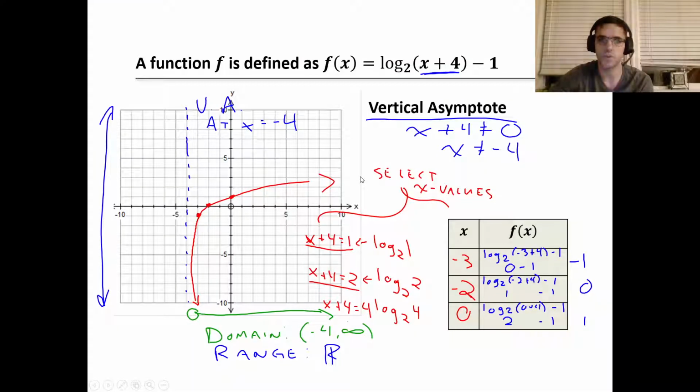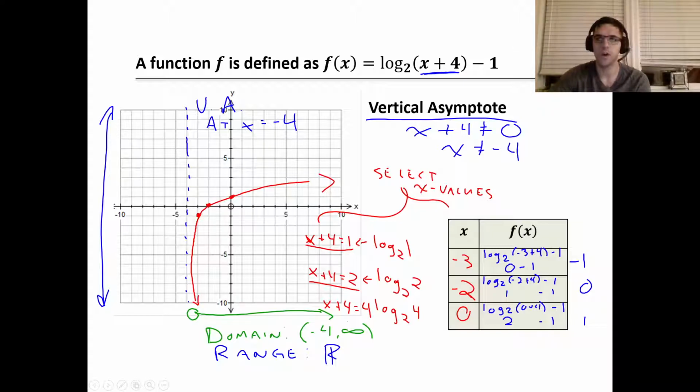Okay, examples. If I have this function and I want to graph it, I want to see what is in the log function. Log base 2 of what? Or what is x plus 4? This x plus 4 tells us many things. First and foremost, it tells us the vertical asymptote is where this thing equals 0, because 2 to the power of anything never equals 0. So x plus 4 equals 0 happens when x equals negative 4. So x equals negative 4 is our vertical asymptote.